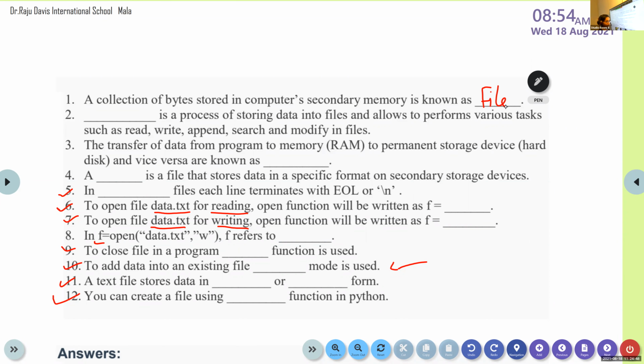Okay. Next one. Dash is a process of storing data into files and allows to perform various tasks. What is the answer? Chapter's name. What is the chapter's name? File. That is the answer. So it is a process of storing data into files and which allows to perform various tasks with that file. Yes. Third one.